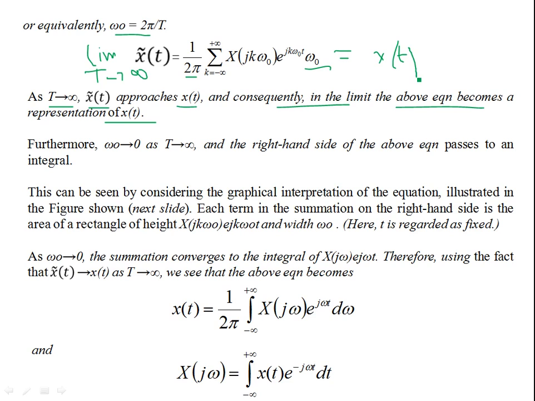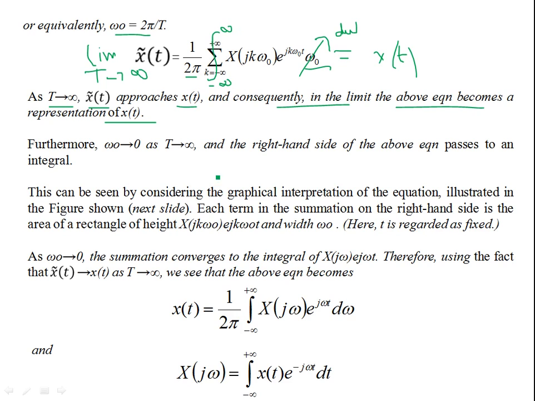The expression becomes equal to x(t), where omega naught becomes an infinitesimally small quantity, so this becomes d omega, right? This becomes a differential operator, and a natural extension of the summation operation becomes an integration. This has to be replaced by an integration, right? So this will be, again, in general from minus infinity to plus infinity.